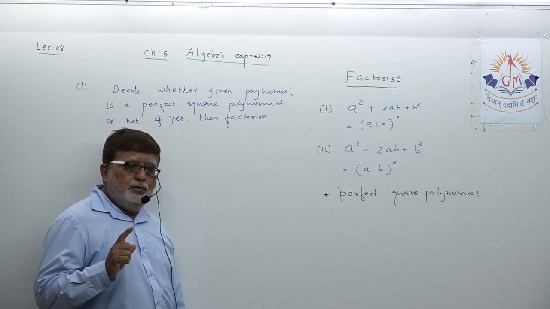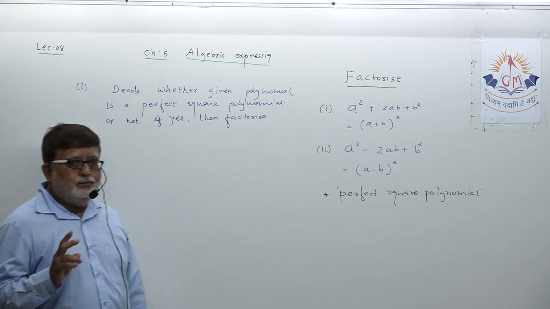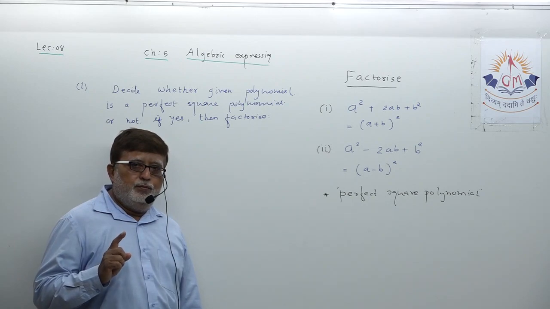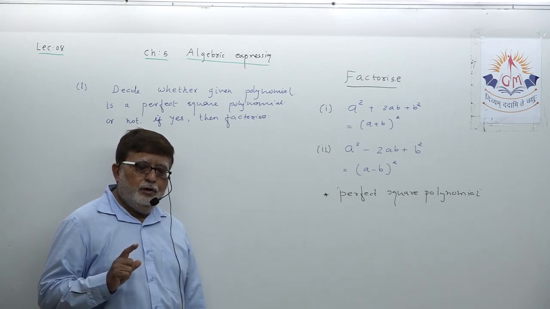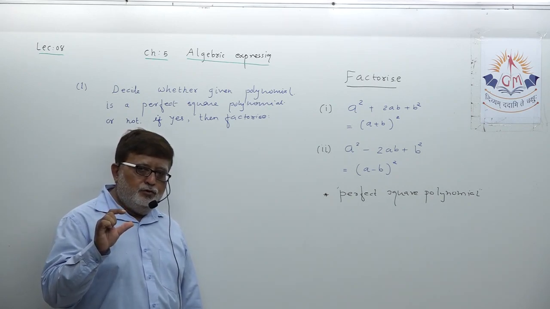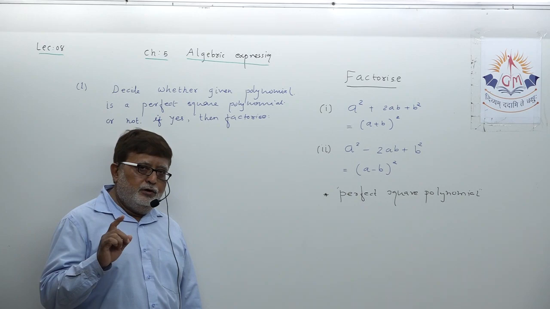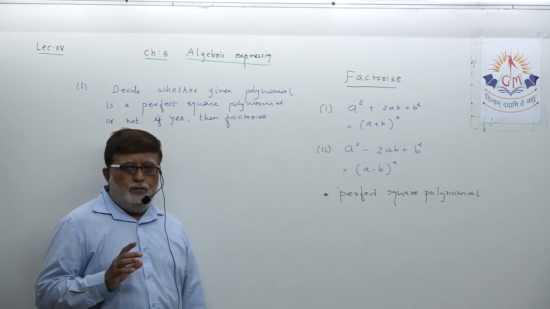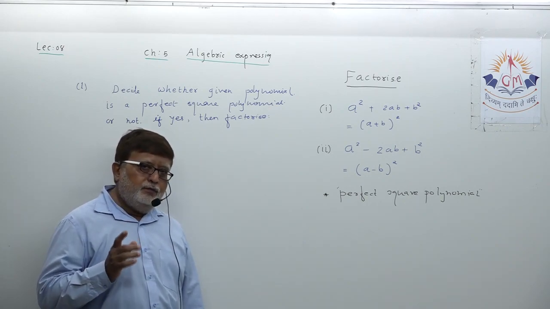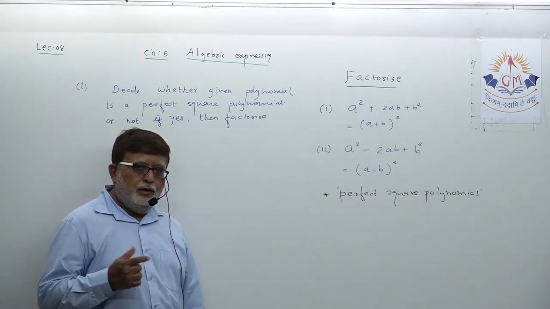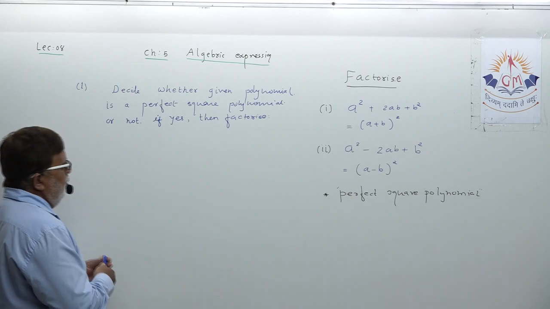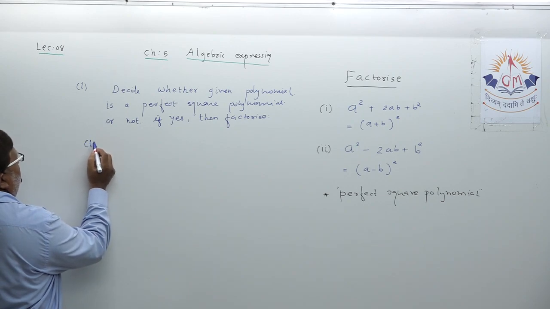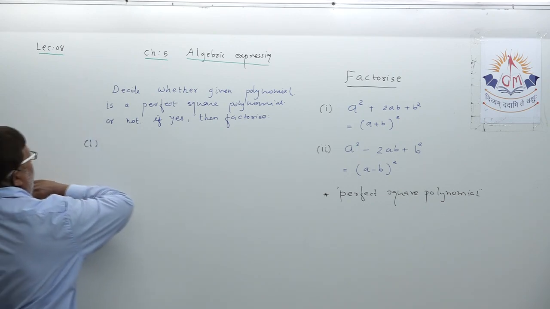First, I will explain how to check whether it is a perfect square polynomial or not. So in the first stage I will teach you a process of determining whether it is a perfect square polynomial or not. Once it is decided, and if it is yes, then I will teach you how to factorize it. Okay. So first, dear students, suppose you are given a polynomial like this.